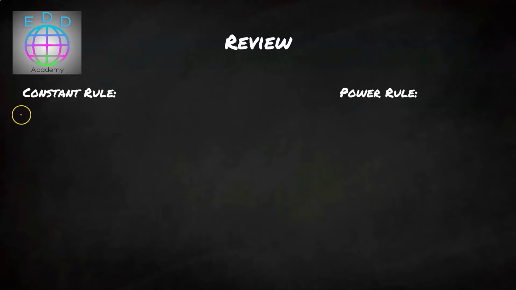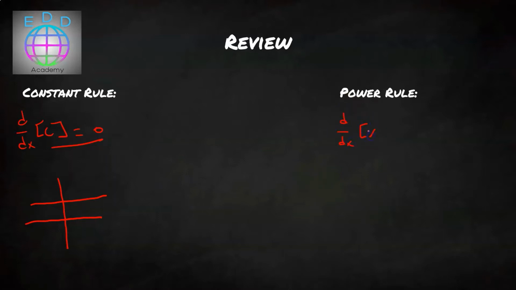So the constant rule said that the derivative d/dx of any constant c equals 0. We prove this by looking at the graphical definition of the derivative, which is the slope of the tangent line to the function we're looking at. And let's say this is the graph of our constant. We notice that at any point, the tangent line is a horizontal line, and a horizontal line has slope 0, thus our derivative.